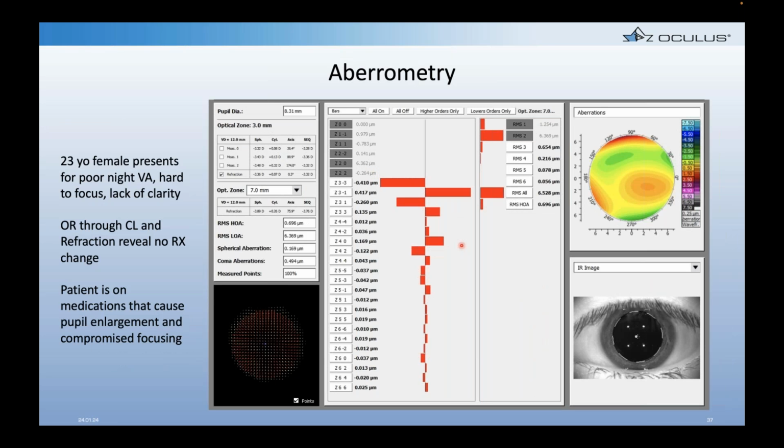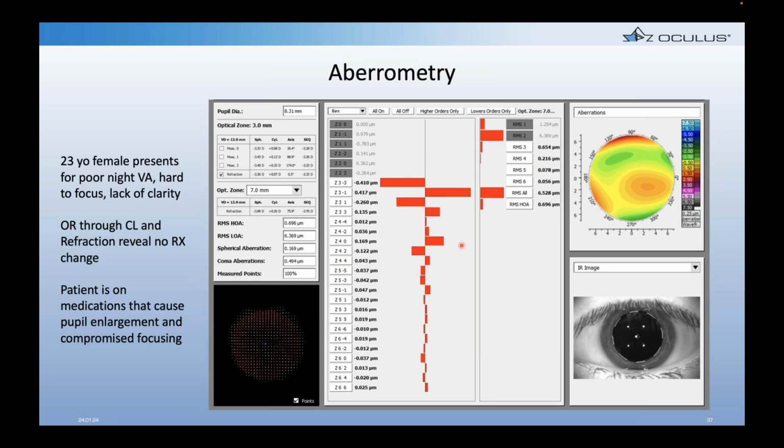This was a patient I actually saw in the last month or two who came in just for her annual exam wearing soft contact lenses and kind of complaining about poor quality night vision, hard to focus, lack of clarity in general. We over-refracted through her contacts, took the contacts off and refracted, and we didn't find any change in prescription at all. So I was concerned.